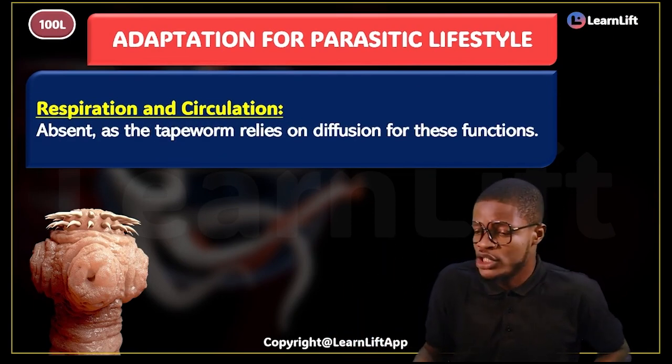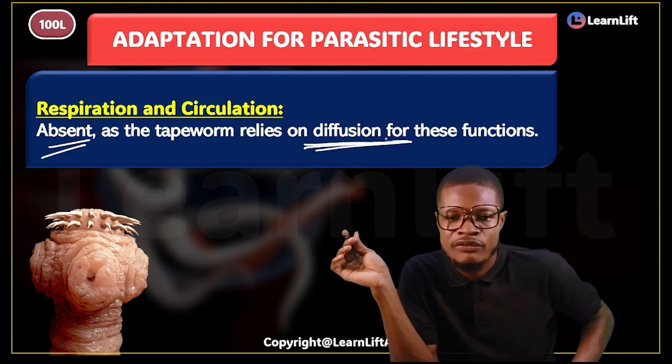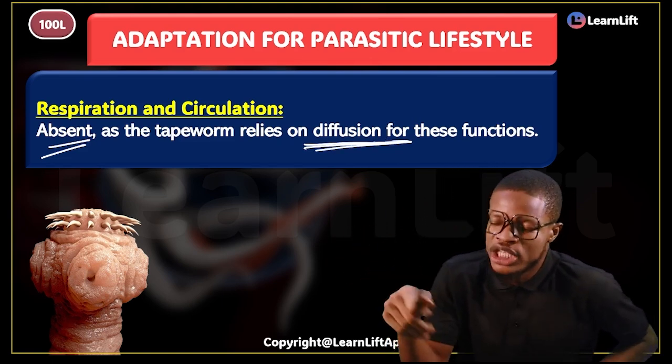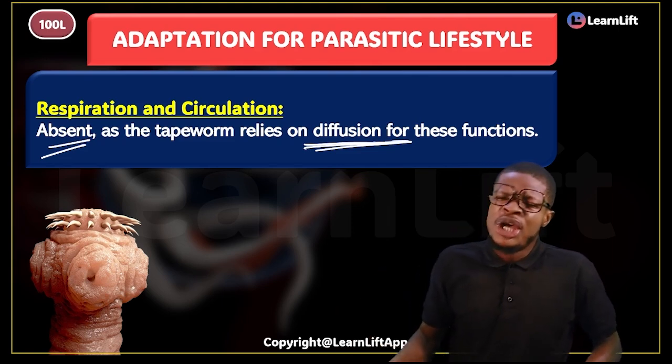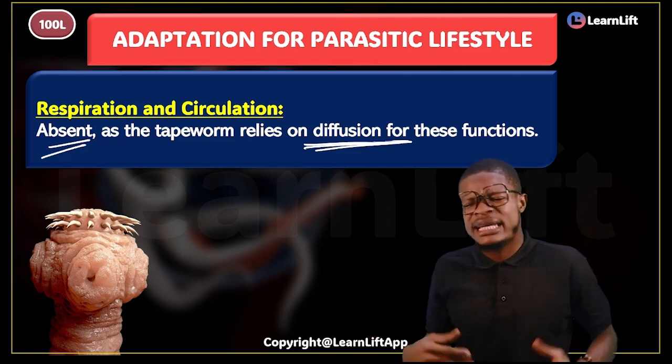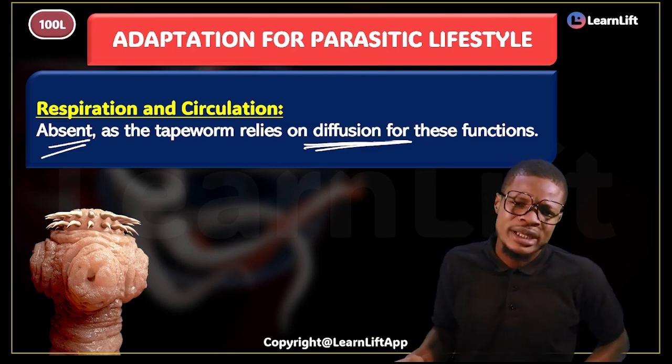Another thing, very quickly, an adaptation for their parasitic lifestyle is respiration and circulation. What happens to their respiration? There is absence of what? Your circulatory system. So tapeworms rely on diffusion for these things to function. So for circulation, diffusion. For respiration, diffusion. They don't stress themselves. You eat for them, and then they just relax all the way in your intestine.